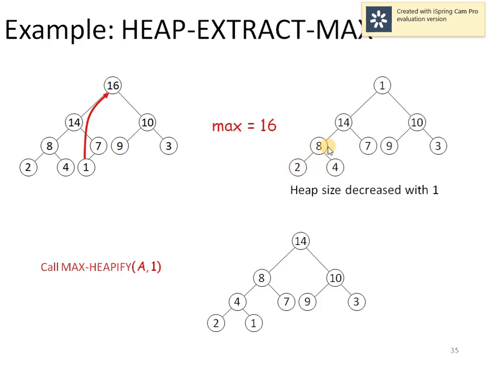Now 1, 2 and 4 will be compared. Largest comes out to be 4. 4 will be exchanged with 1 now. So finally 4 comes at this position and 1 will reach the leaf position. So with this we have executed the heap extract max function on the given heap.